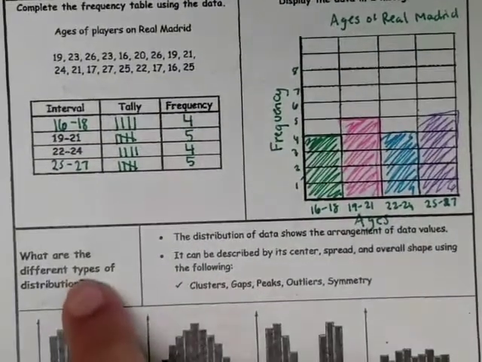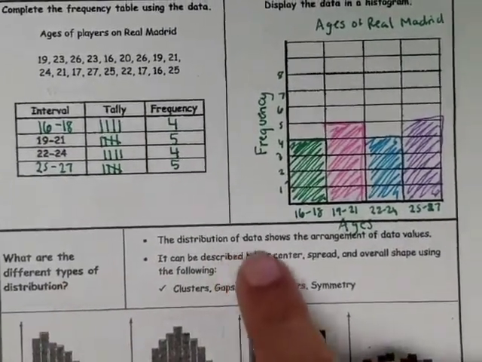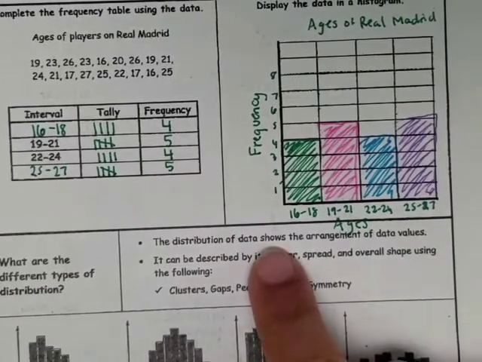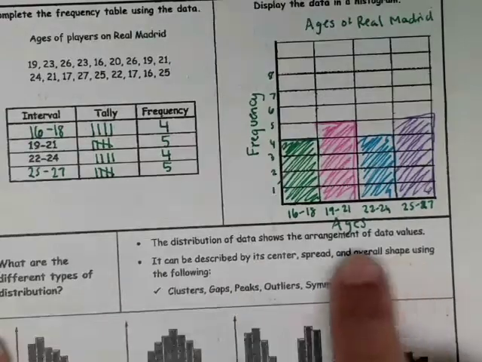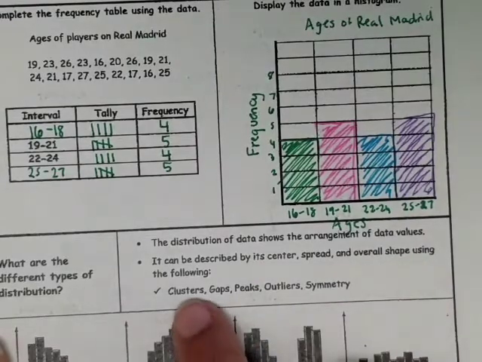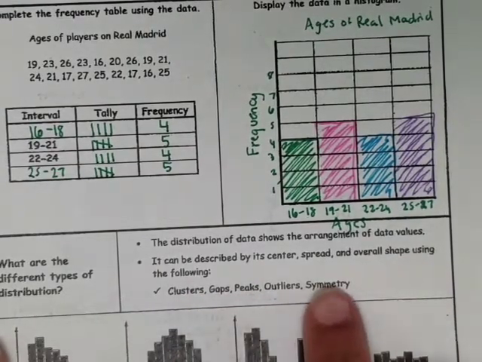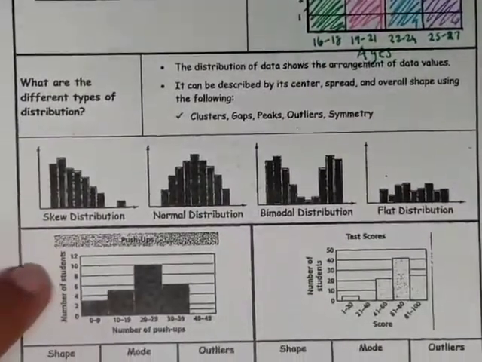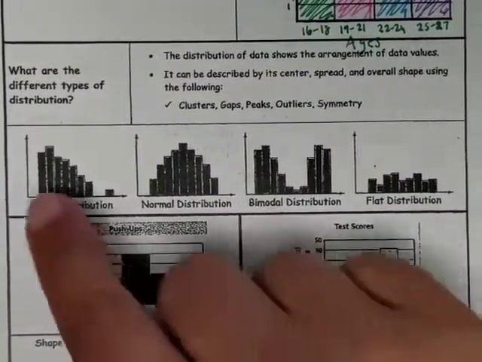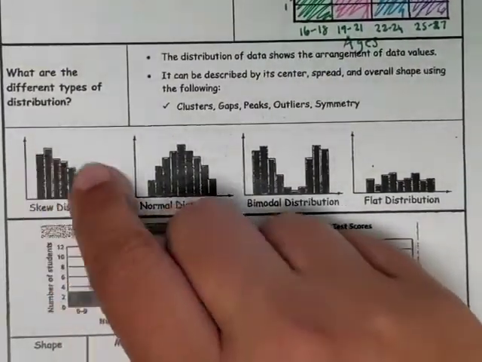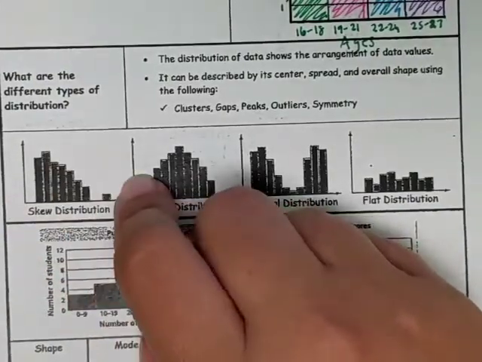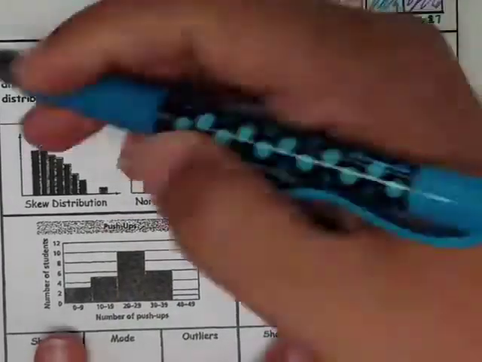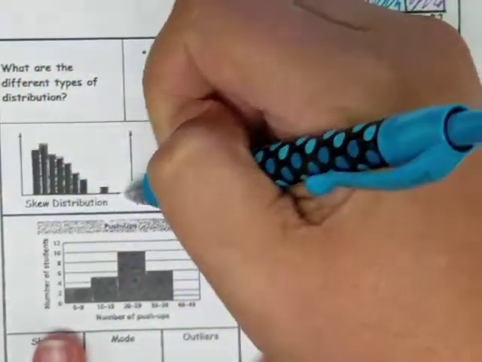Now we're going to talk about different types of distribution. So distribution shows the arrangement of data values. It can be described by its center, spread, and overall shape using the following: clusters, gaps, peaks, outliers, symmetry. So some different kinds of shapes you're going to be seeing: skew distribution. So this is skewed because you have most of your data over here and then you have this small tail kind of coming off to the side. And this would actually be considered skew right because the tail is happening to the right.